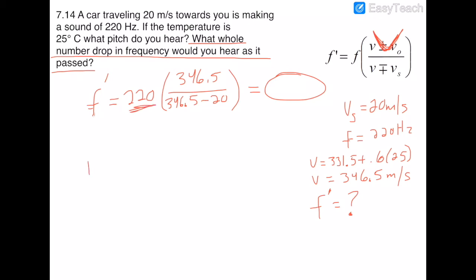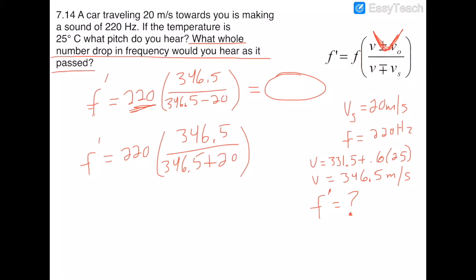Now I can figure out what's the frequency I'd hear if it's going away from me. So that would be exactly the same as this, 346.5 over 346.5. But this time it'd be a plus, right? Towards was minus, and now away. If the sound source is going away from me, it's going to be a plus, okay?